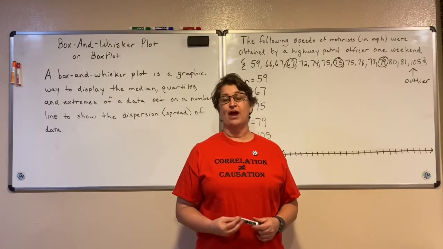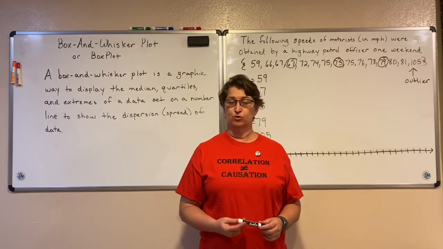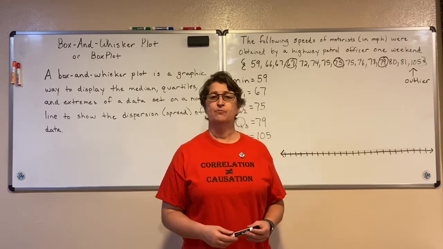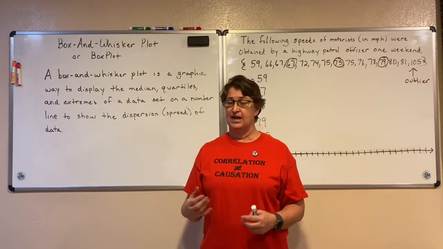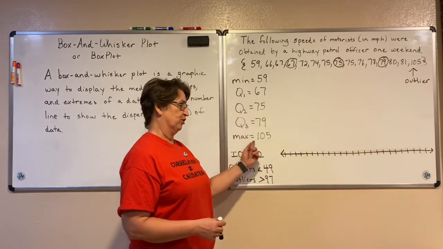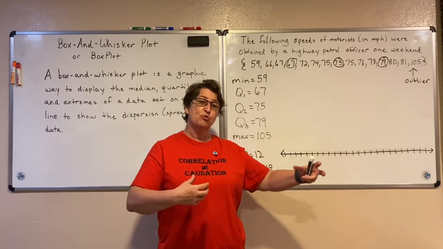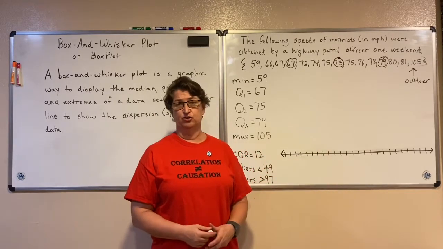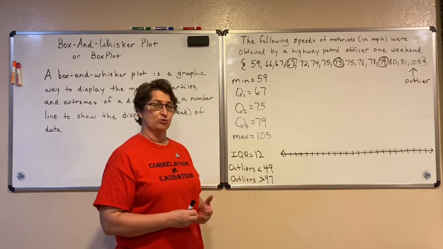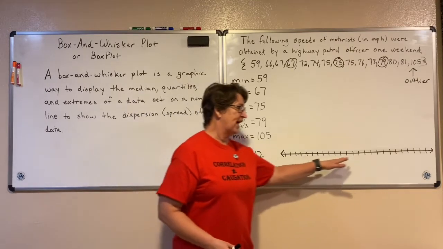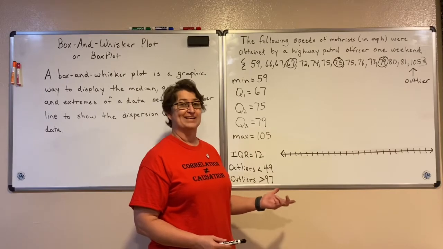Now we're going to use everything we've just found and create a box and whisker plot, or a box plot. A box and whisker plot is just a graphic way for us to display this 5-number summary. And this 5-number summary is going to help us to show the spread of our data, show how spread out the data is. So the way we make a box and whisker plot is first we're going to have a number line, and we need to make sure that that number line includes all of our data values.